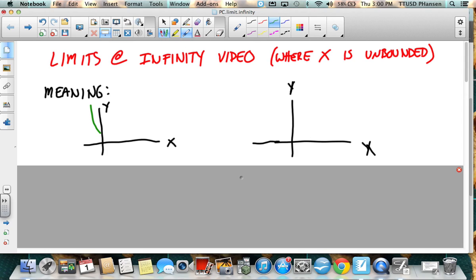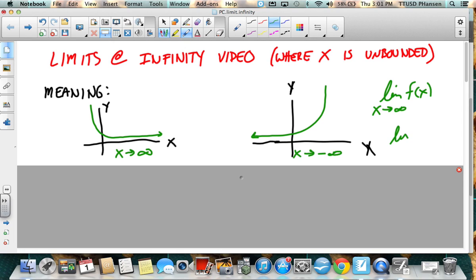Like if you had a graph like this, right, as x increases or goes towards infinity, or you could be asked about this way, and the graphs don't have to look like this, but this would be as x approaches negative infinity. So these are called limits at infinity, and the notation is going to look like this. Limit as x approaches infinity of some function, or perhaps the limit as x approaches negative infinity of some function.